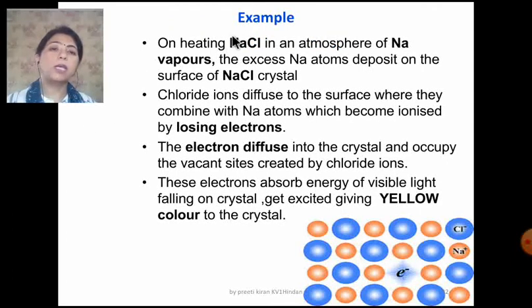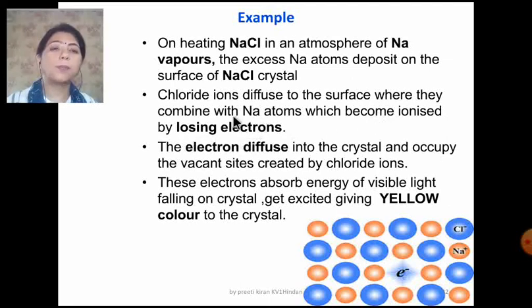I am taking an example from the NCERT text to explain this F center. On heating a sodium chloride crystal in an atmosphere of sodium vapors, the excess sodium atoms deposit on the surface of the sodium chloride crystal. Now what happens next? The chloride ions present inside the crystal diffuse to the surface, where they combine with the sodium atoms, which become ionized by losing electrons.